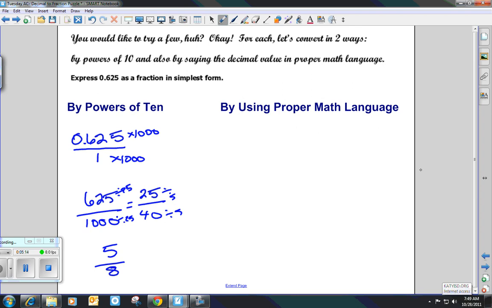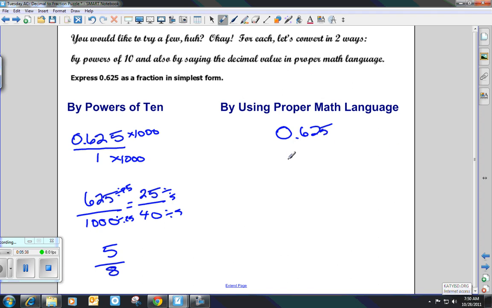Now let's talk about it using proper math language. If I write 0.625 here, using proper math language, how do I say this number? Well, we're going to look at the place value that the last number occupies. So my last number is 5, and its place value is thousandths. Okay, so I would say this 625 thousandths.